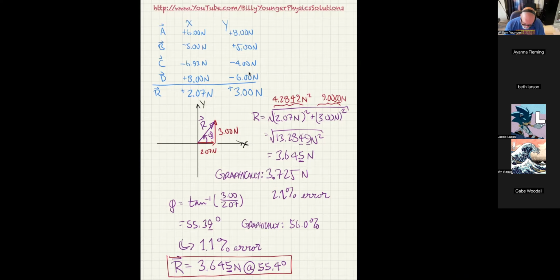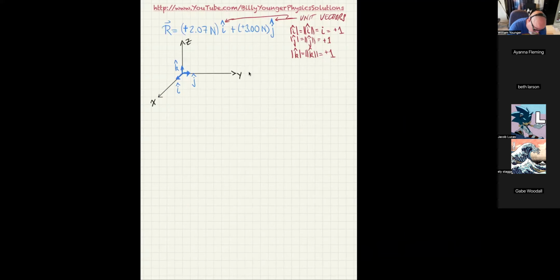And this answer, 3.645, is exactly equivalent to this answer, which is also right. So we could write 3.645 newtons at 55.39 degrees, and that's exactly the same as the answer I put above with the 2.07 newtons I hat and the 3.00 newtons J hat. Any questions on that addition stuff?